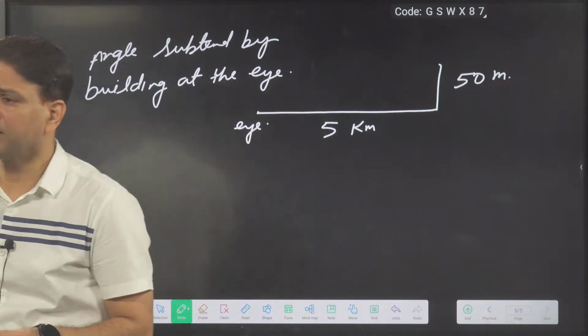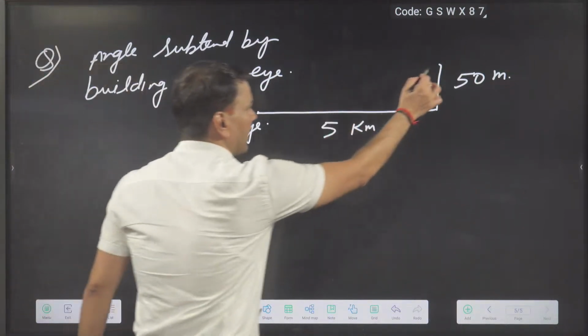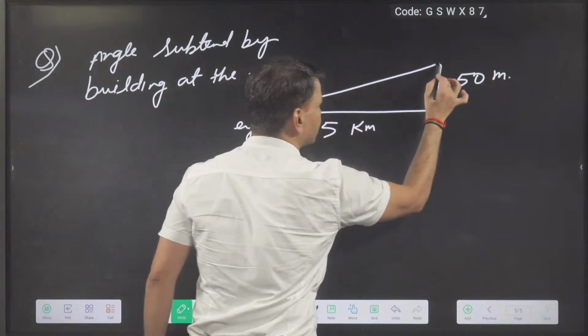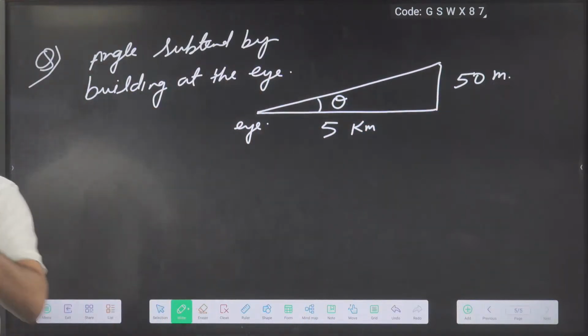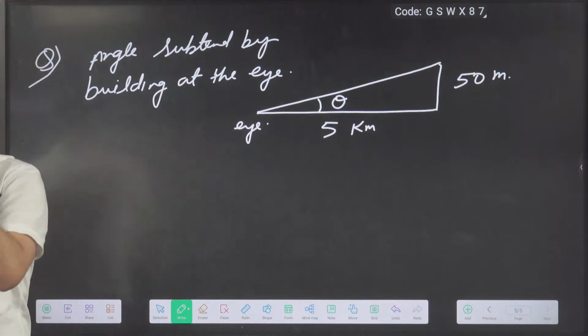Okay. Now what will we do? I will join this and this to make the angle. Suppose I call it theta. This theta I am asking: what is the angle made by the building at the eye?